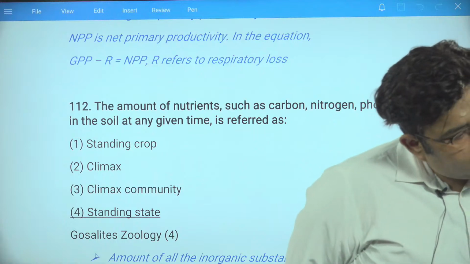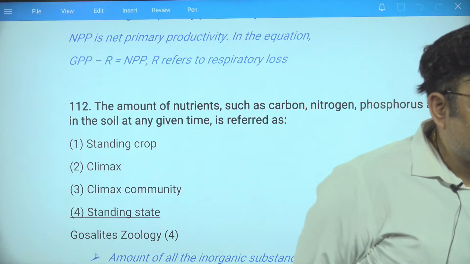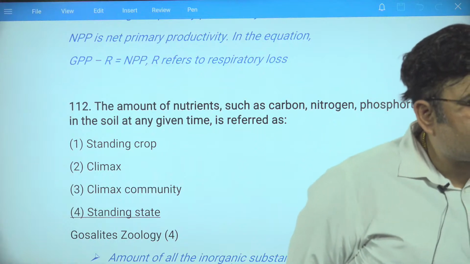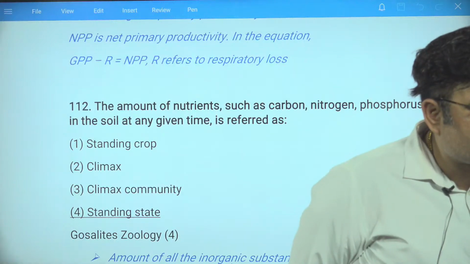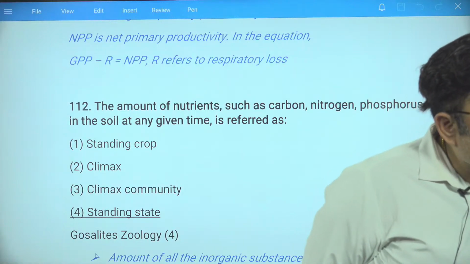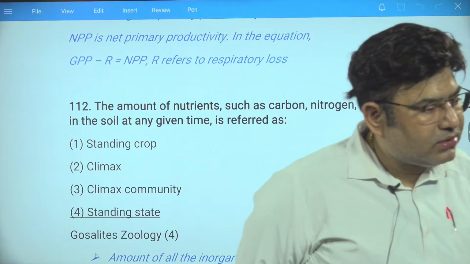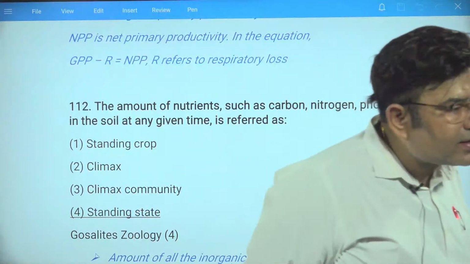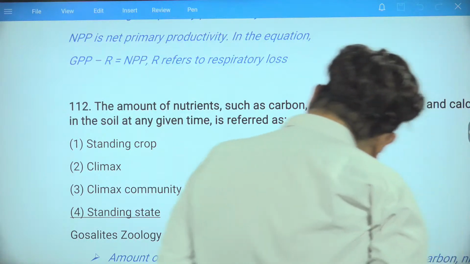Many insects, yes, that is also correct. One single tree, many insects, a lesser number of small birds, and very few large birds. Very good, very good. Yes, you are right. Standing state. So Mahima and one more student have answered, and that is the correct standing state.